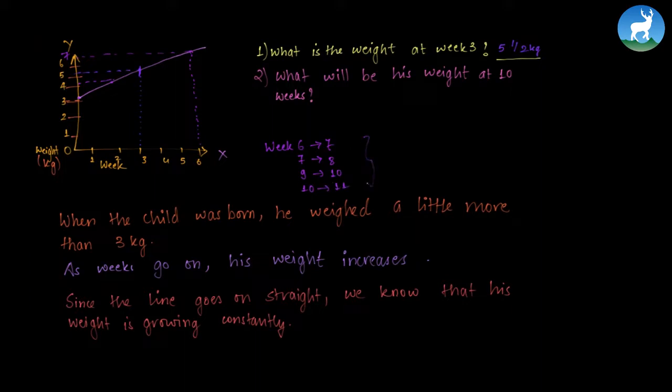Why did we come up to this conclusion? Because in the 3rd week, he was 5.5. In the 2nd week, he was 4.5. And in the 1st week, he was 3.5. That makes 1 kilo of increment per week. So when he is in the 6th week, we know by the graph that he was 7 kilos. Then he must be 11 kilos when he goes to 10th week. The answer is 11 kg. So in this way, we can interpret the graph.